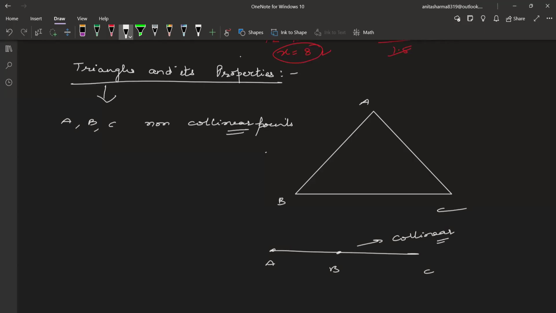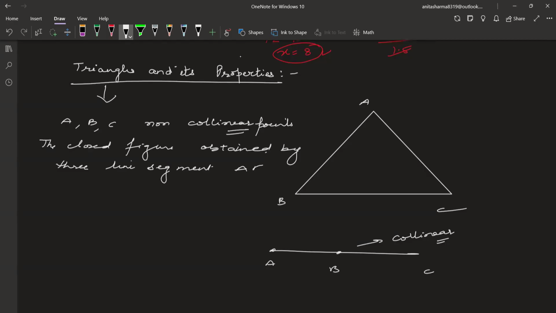And what is the meaning of non-collinear? Non-collinear means that they will not lie on a straight line. Collinear means they lie on a straight line. The closed figure obtained by three line segments AB, BC and CA is called a triangle.